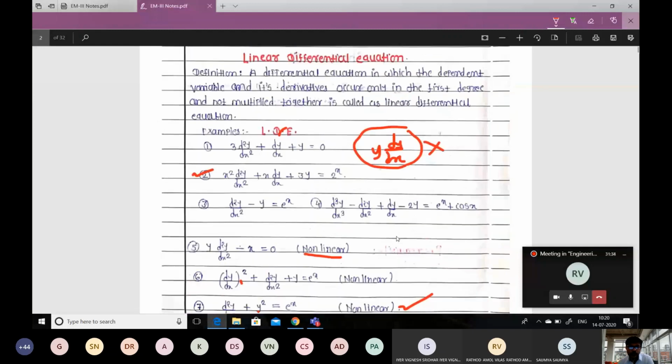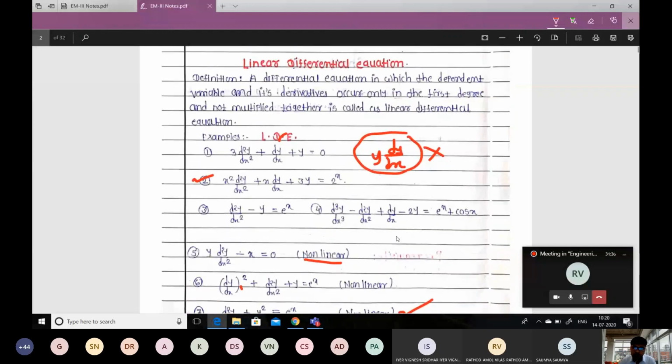Okay, do you understand the definition of linear and non-linear differential equation? Any doubt in this? No, sir. Are you clear with this, everyone? Yes, sir. Yes, good. Very simple definition.